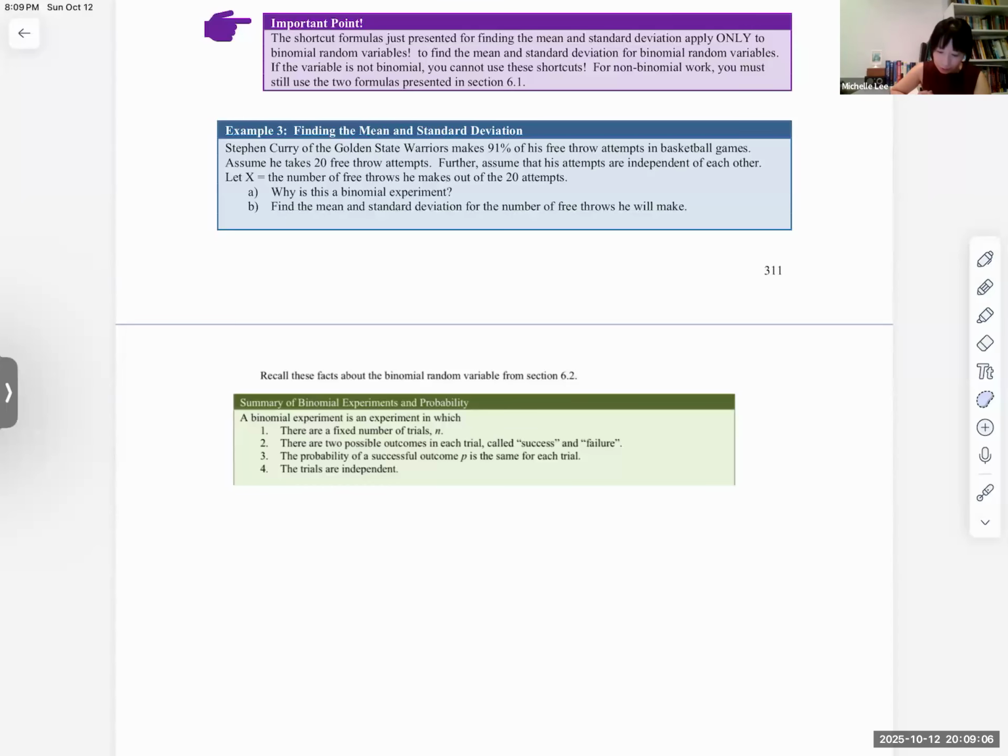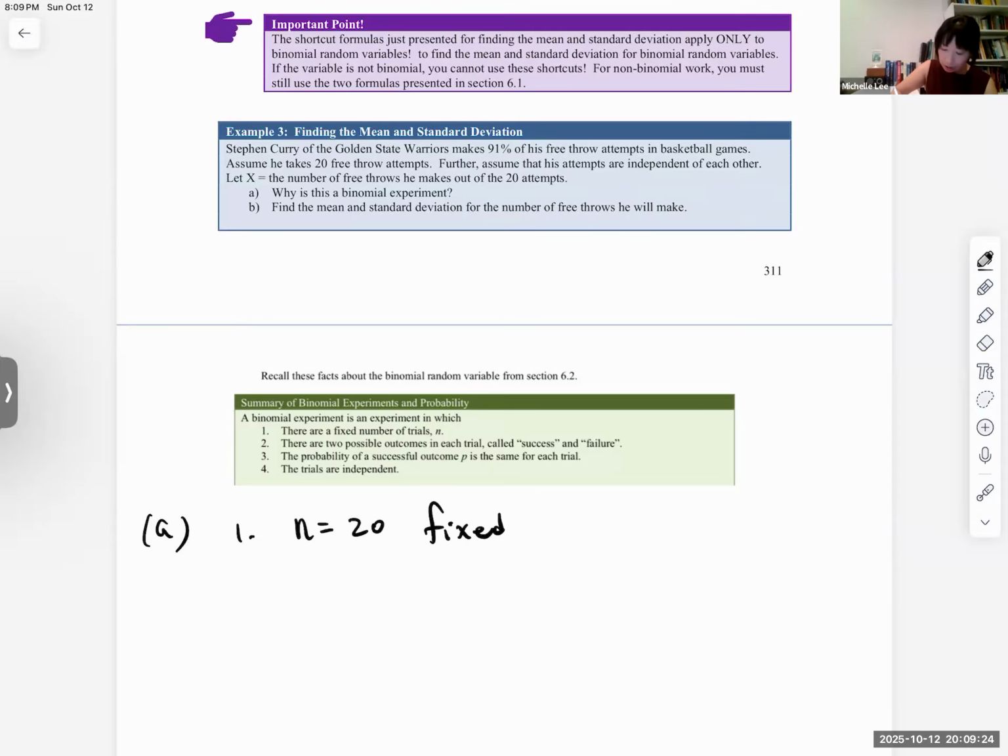So let's check. Number 1, n is a fixed number of trials. What do you think? n equals 20, so it's a fixed number of trials. Number 2, success and failure. Which one is success? He attempts 20 throws. If he makes a shot, that's a success. If he misses, that's a failure.